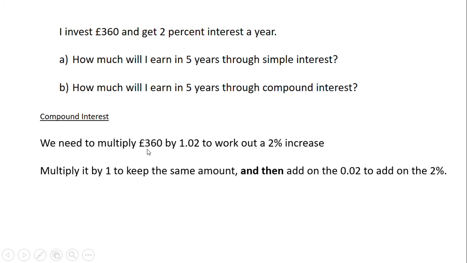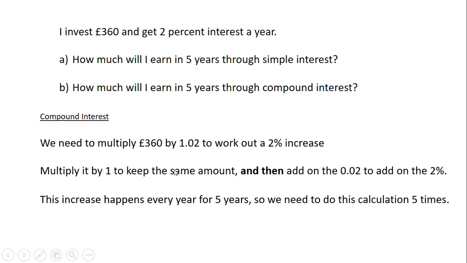we need to multiply 360 by 1.02 to work out a 2% increase. So you're multiplying it by 1 to keep the same amount, and then adding on the 0.02 to add on the 2%. So your new multiplier is 1.02. This happens every year for 5 years. So we need to do this calculation 5 times. Okay, so we're increasing it by 2% to get our new amount. And then that new amount is being increased by 2%. And then that new amount is being increased by 2%, and so on for 5 years.